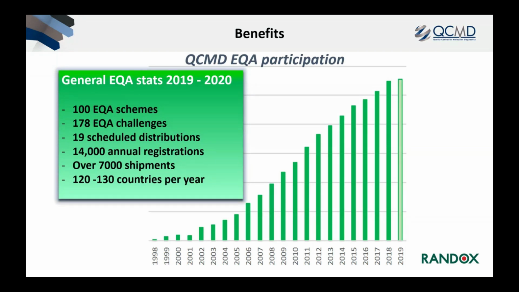So at the moment, there's about 100 different EQA schemes on offer from QCMD, for which there are 178 different EQA challenges. There's 19 scheduled distributions of samples throughout the year, with 7,000 shipments, which is quite a lot. There's 14,000 annual registrations for the schemes, and they're provided in about 120 to 130 countries each year. But we have seen significant growth with that this year for our SARS-CoV-2 schemes.